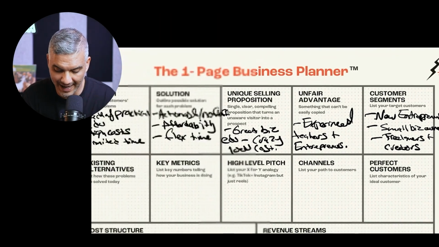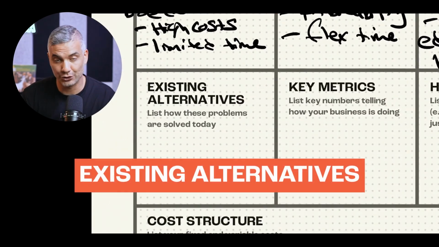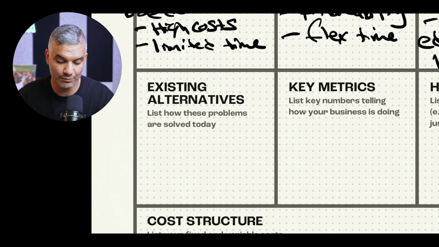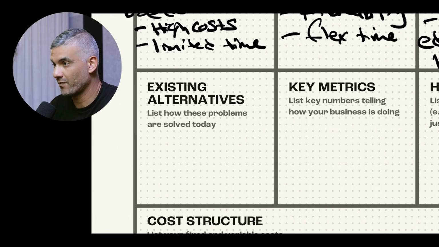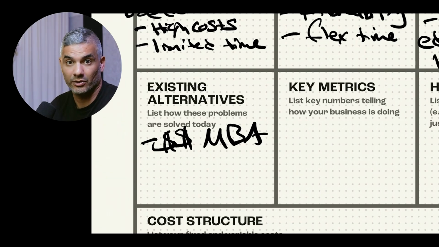All right, let's zoom back out. Let's take a look at the next box here that says existing alternatives. Important. You want to list how these problems are being solved today already, right? So what are some solutions that your customers are currently using to solve this problem? It doesn't have to be a perfect solution, but it is a solution. Okay, so for example, for us, how are they doing this? They're spending a lot of money, right, on an MBA. That's one solution that they're going for, right?